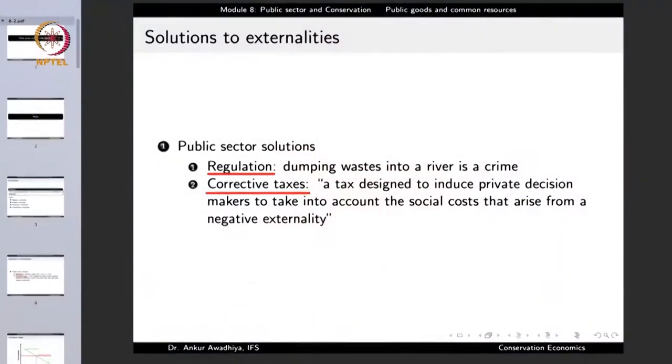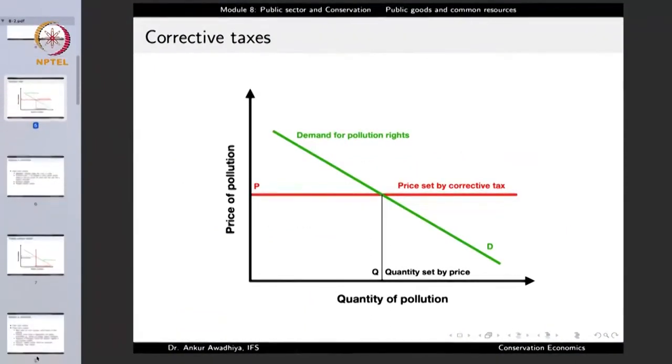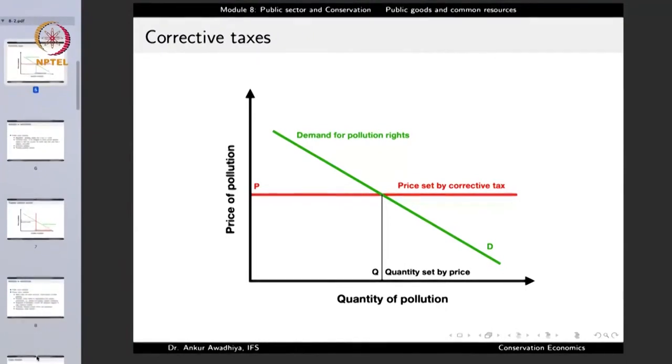So it means that if there is a negative externality, the government is going to put a tax on such an action so that it becomes more expensive to do that action that is having a negative externality. So that is the use of corrective taxes. And an example is corrective taxes for pollution. So in this case, we have a price for pollution and a quantity of pollution. And there is a demand for pollution or a demand for pollution rights.